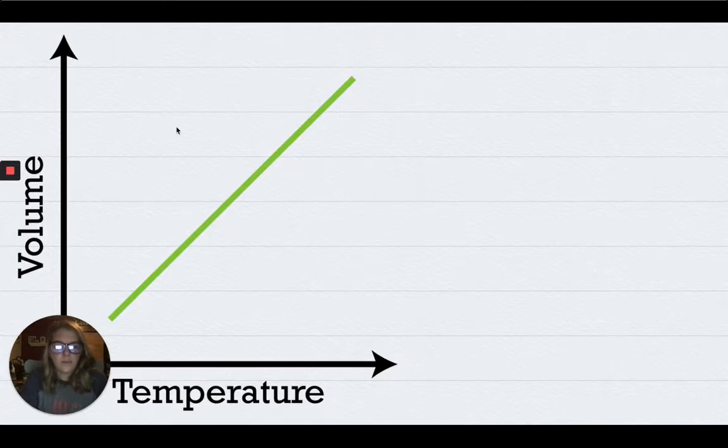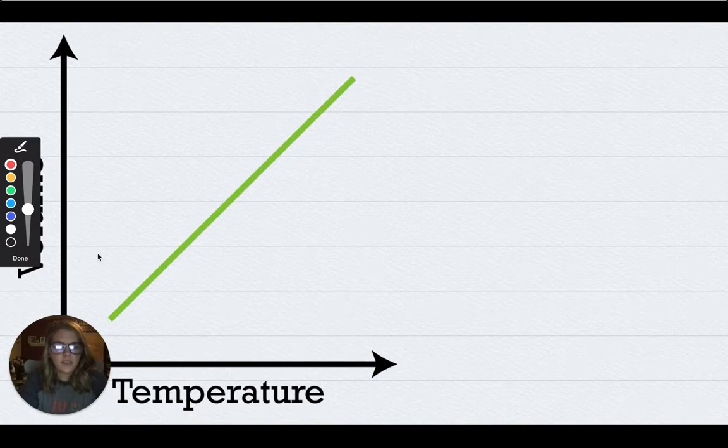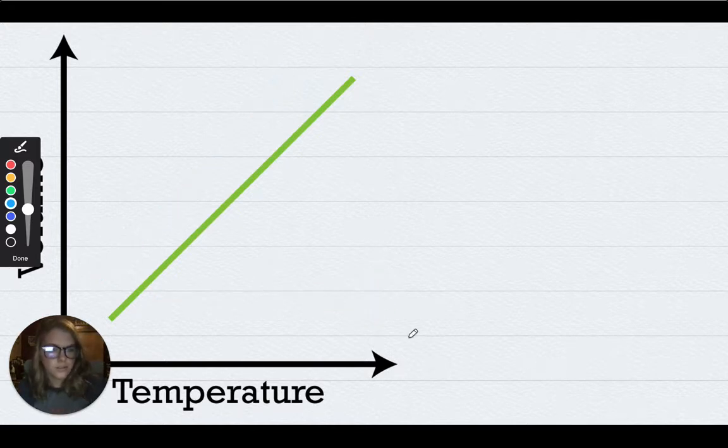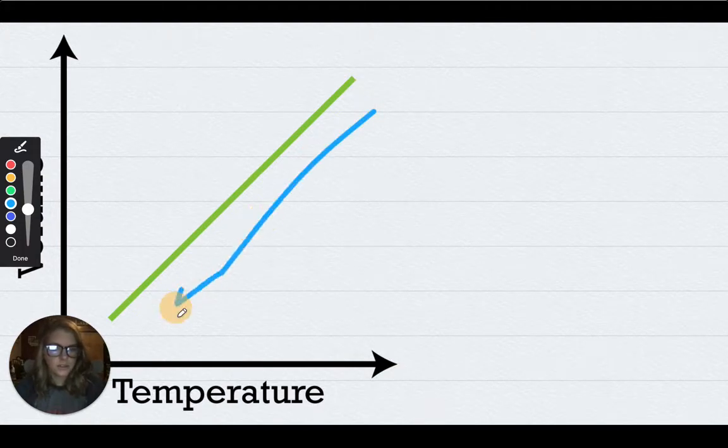So again, we have our graphical representation. You can see that as temperature is increasing, our volume is increasing as the temperature does. This graph could also go the other direction, so as volume decreases, temperature decreases as well.